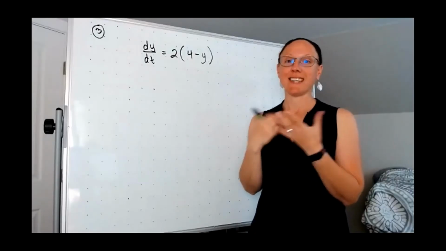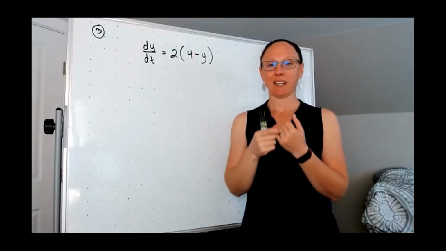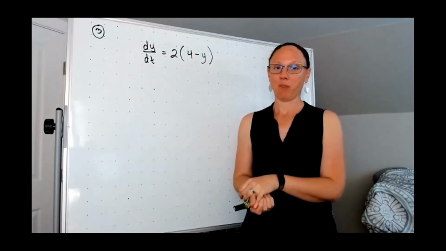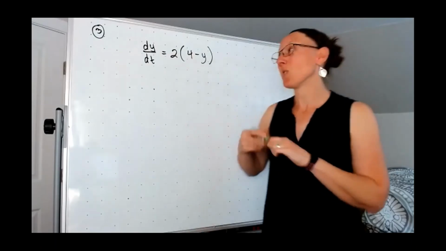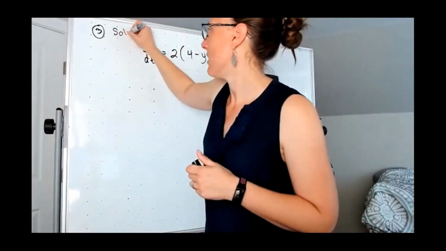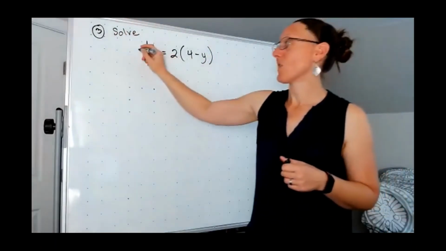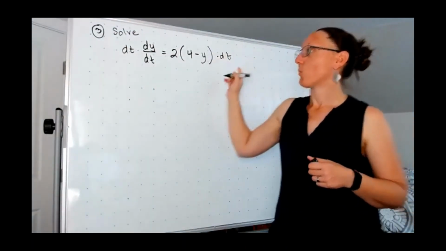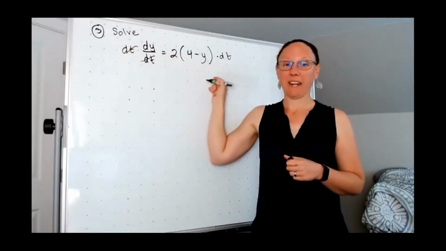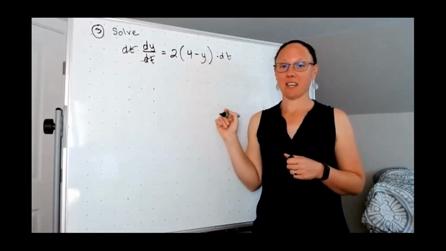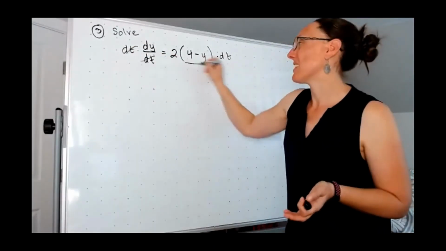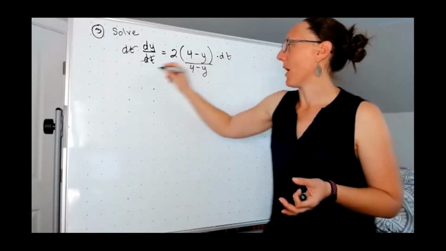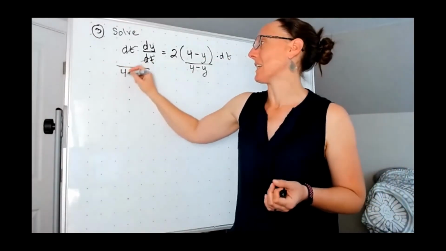I know that this is autonomous and therefore it's separable. What I'm going to try to do to solve this is start by multiplying both sides by dt, recognizing that then on the right-hand side, I'd have y's and t's. So I'm going to need to divide by my term with y's in it.